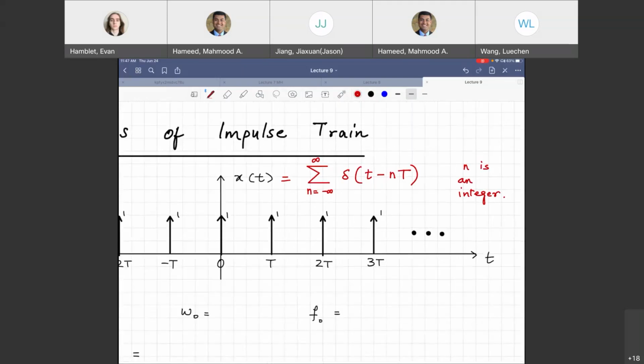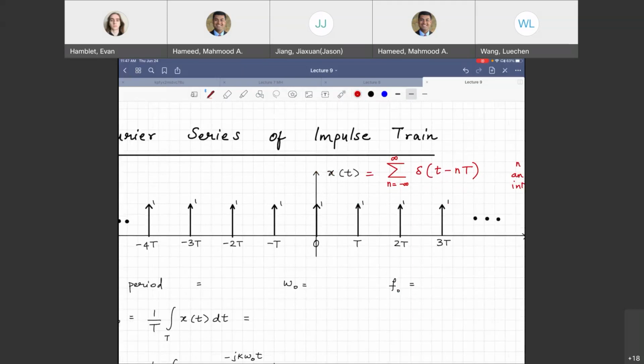Where do you think this guy is going to be helpful? Impulse train. Where do you think this guy will play a role? Sampling. There you go. So when you are sampling, you are actually taking a signal and multiplying it with this guy, right?